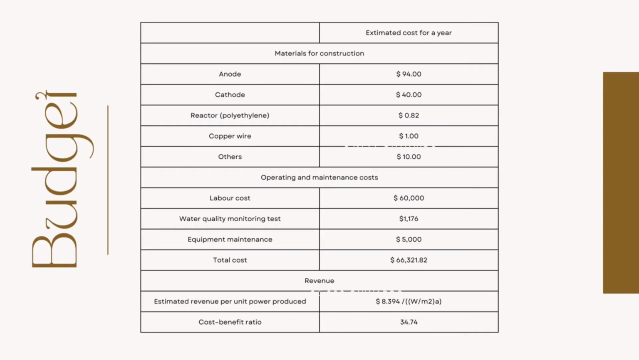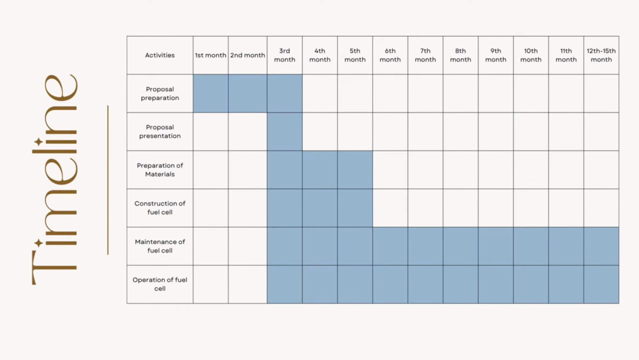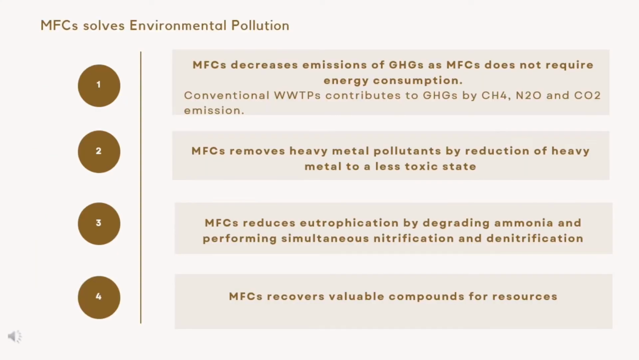Next is the budget. This table here summarizes the estimated cost of our proposed microbial fuel cell construction, cost of operation and maintenance, as well as the expected revenue and the cost-benefit ratio for our project. Next is the table that summarizes the timeline for this project.